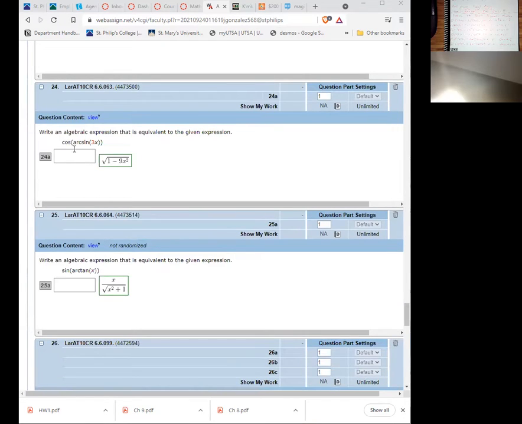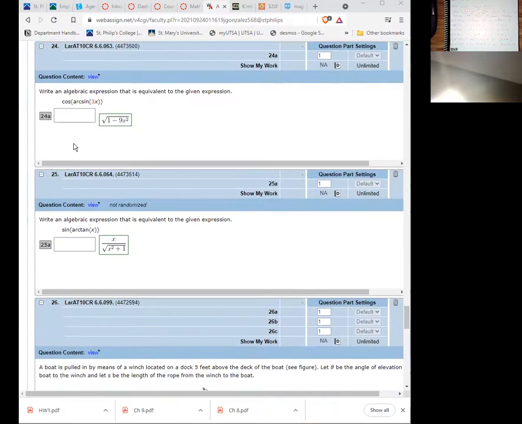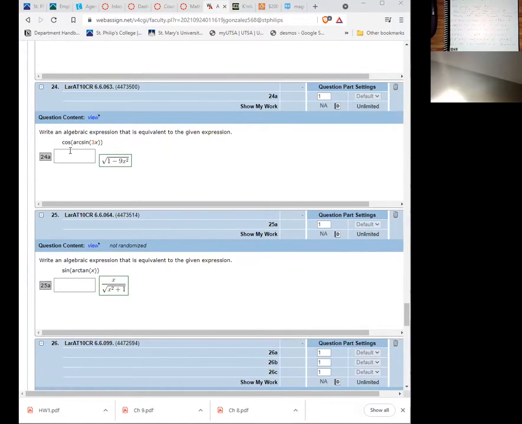But these are a little harder, because notice it doesn't match anymore. It's cosine arcsine. So we're going to have to draw a triangle. These are a little weird. So let's do 24.